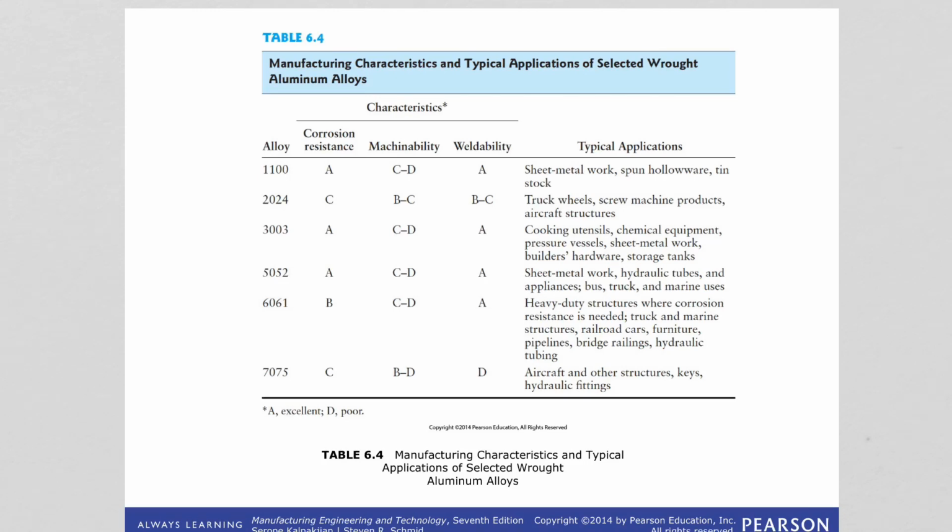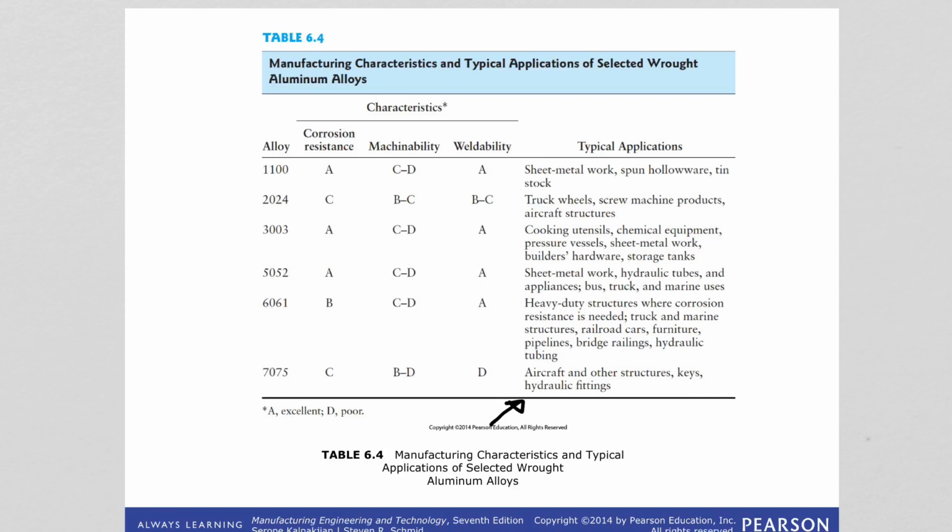So 1000 series or 1100 series, these are commercially pure wrought aluminum alloys. It has about 99% aluminum. 7000 series, for example, are alloyed with zinc and precipitation hardened. These are the high-strength aluminum alloys. That's why they are being used in aircraft and other structures.